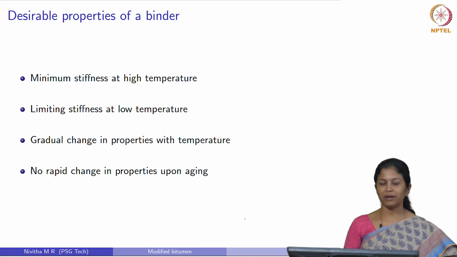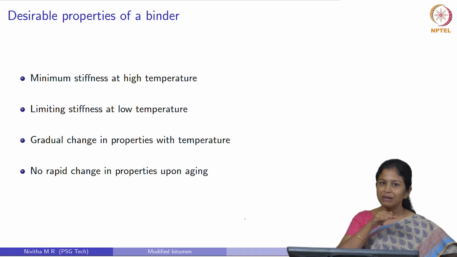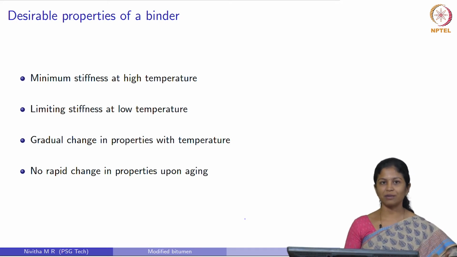The second requirement is it should have some amount of limiting stiffness at low temperatures, because at low temperatures we said cracking is the most predominant distress, either be it fatigue cracking or low temperature cracking. So, to minimize these distresses, it should have a maximum amount of stiffness, so that any stiffness above that it will undergo cracking. So, this is the second requirement. Third requirement is that the change in properties of the binder should be gradual. We need to have a gradual change in properties with temperature.